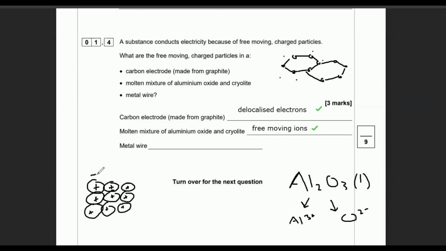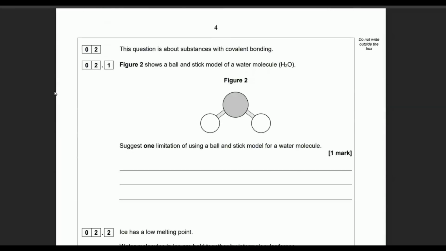But what is free to move? The electron that they've lost can move anywhere it wants through that structure and carry charge. So guess what? We call these the same as in graphite. These are delocalized electrons. And so we get another fat mark for that. And there we go. That's the end of question 1. How did you do? Give yourself a pat on the back. Let's move on. Don't forget to pause the video at the start of each question.